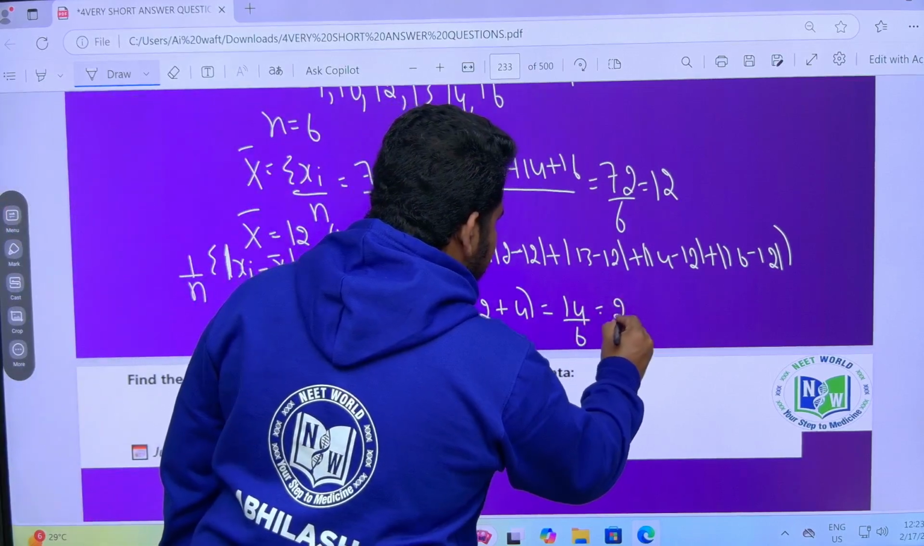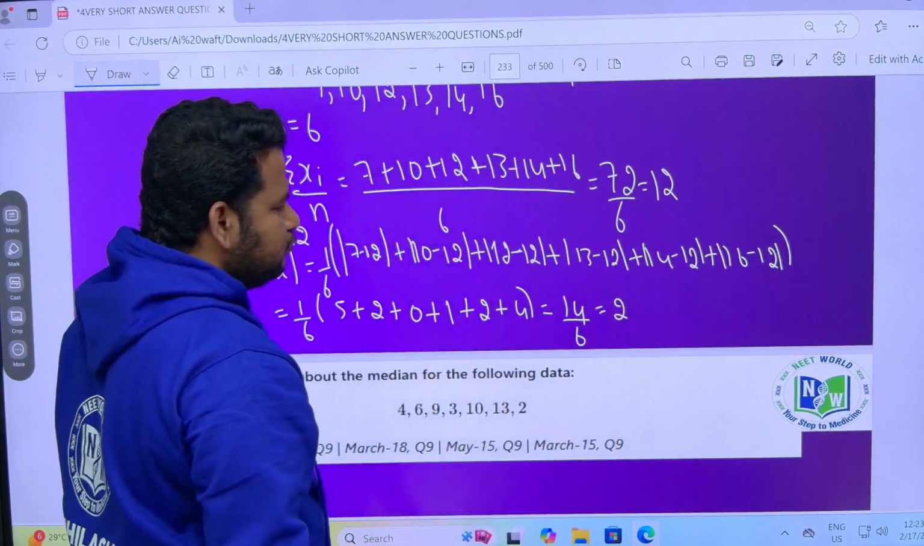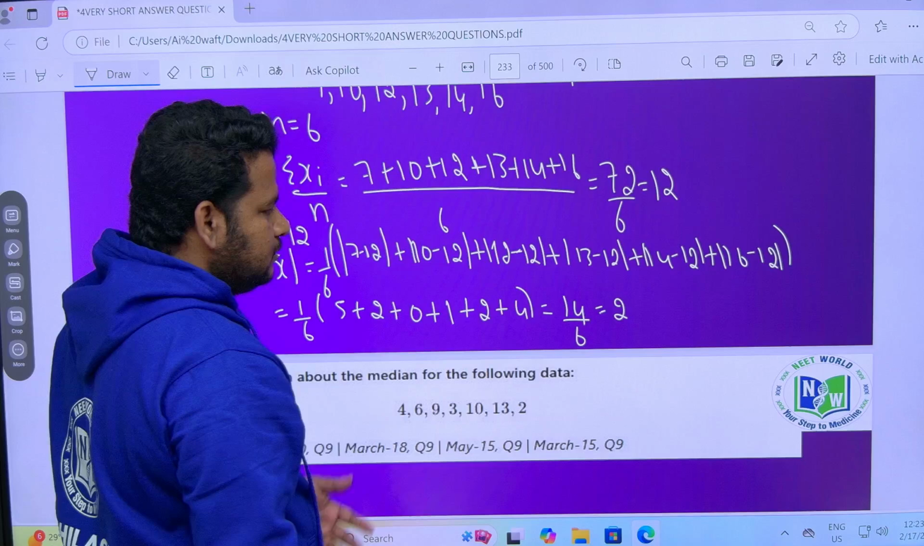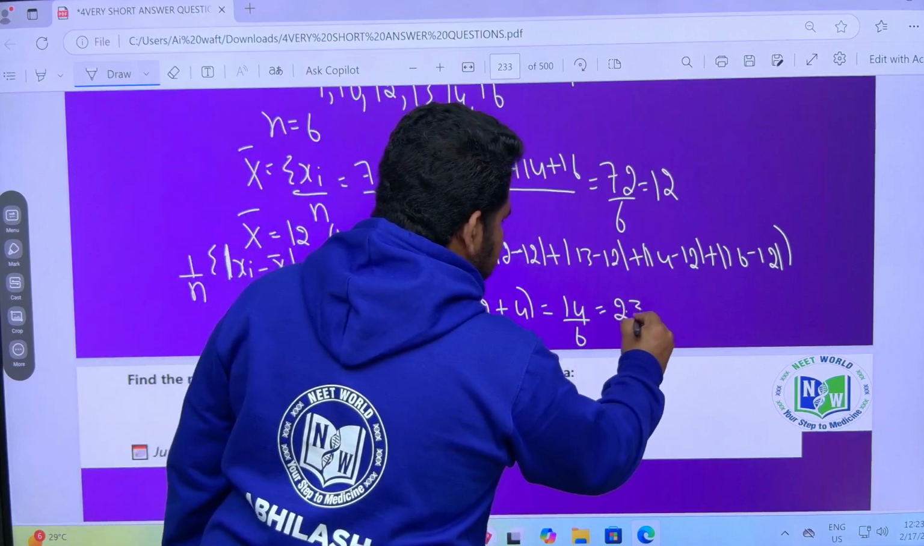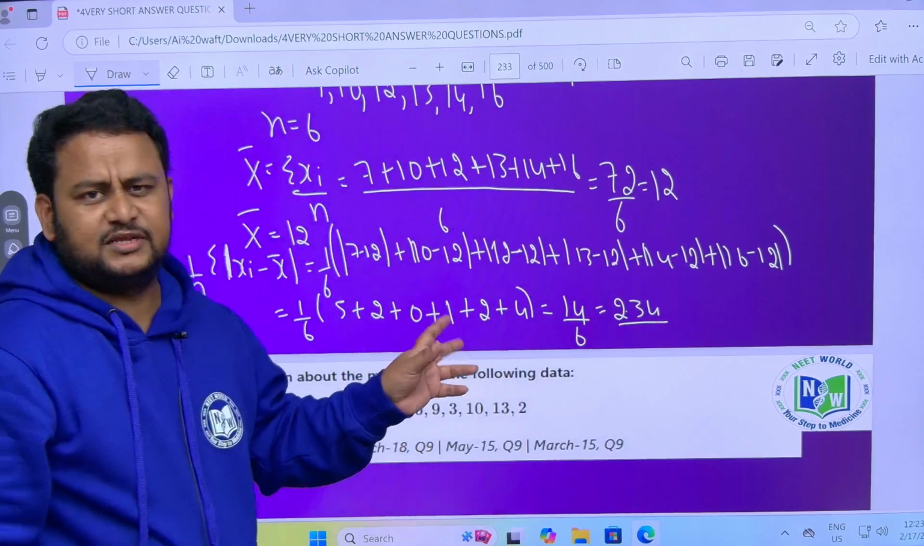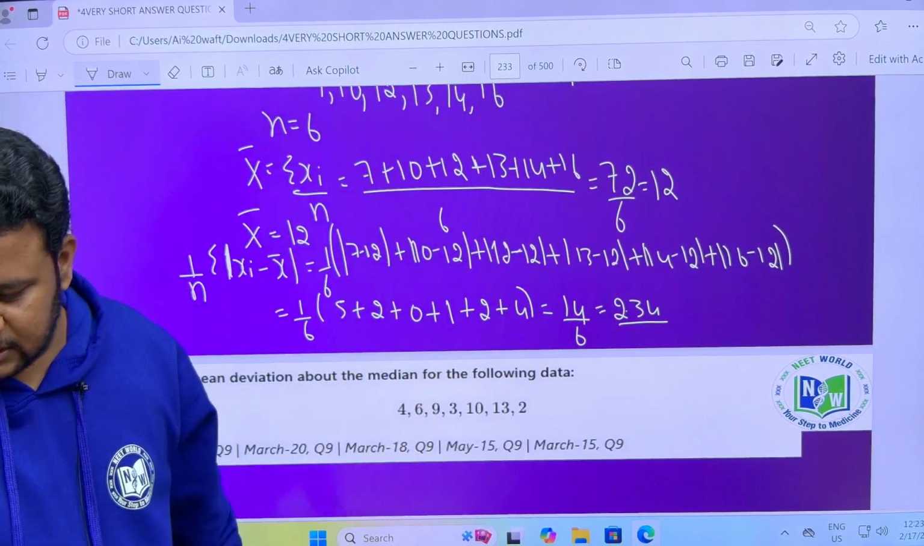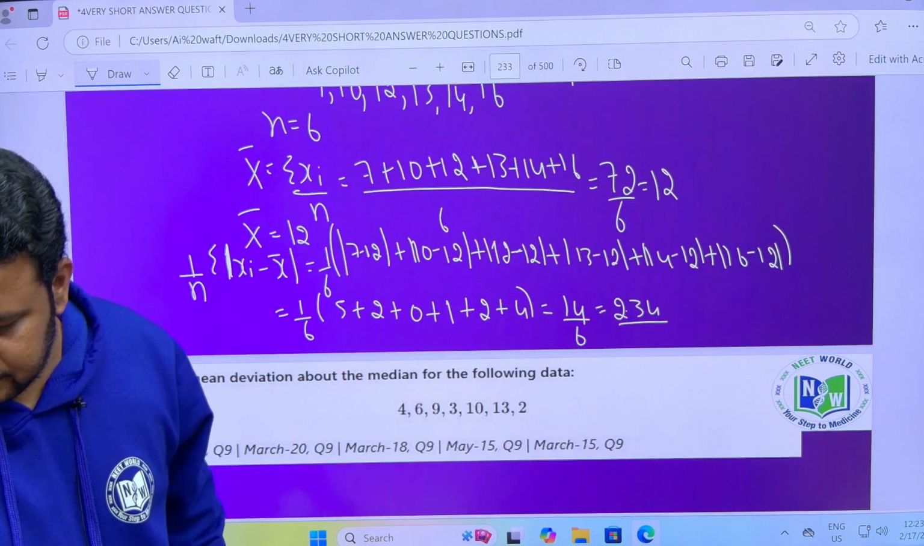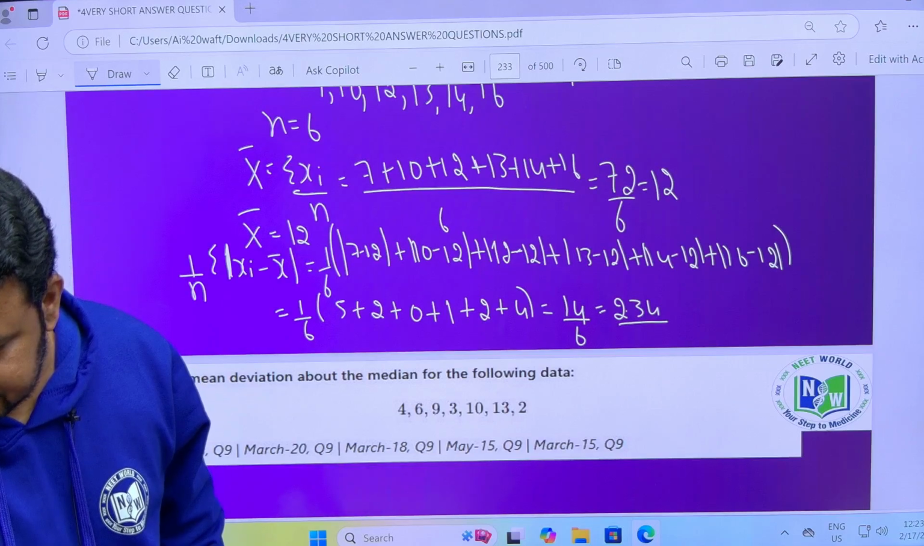6 2s are 12. 2 will be left. 6 3s are 18. Again 2 point, we will get it as 2.34, because you will get it as 2.333, or you can keep it as 2 point something like that.